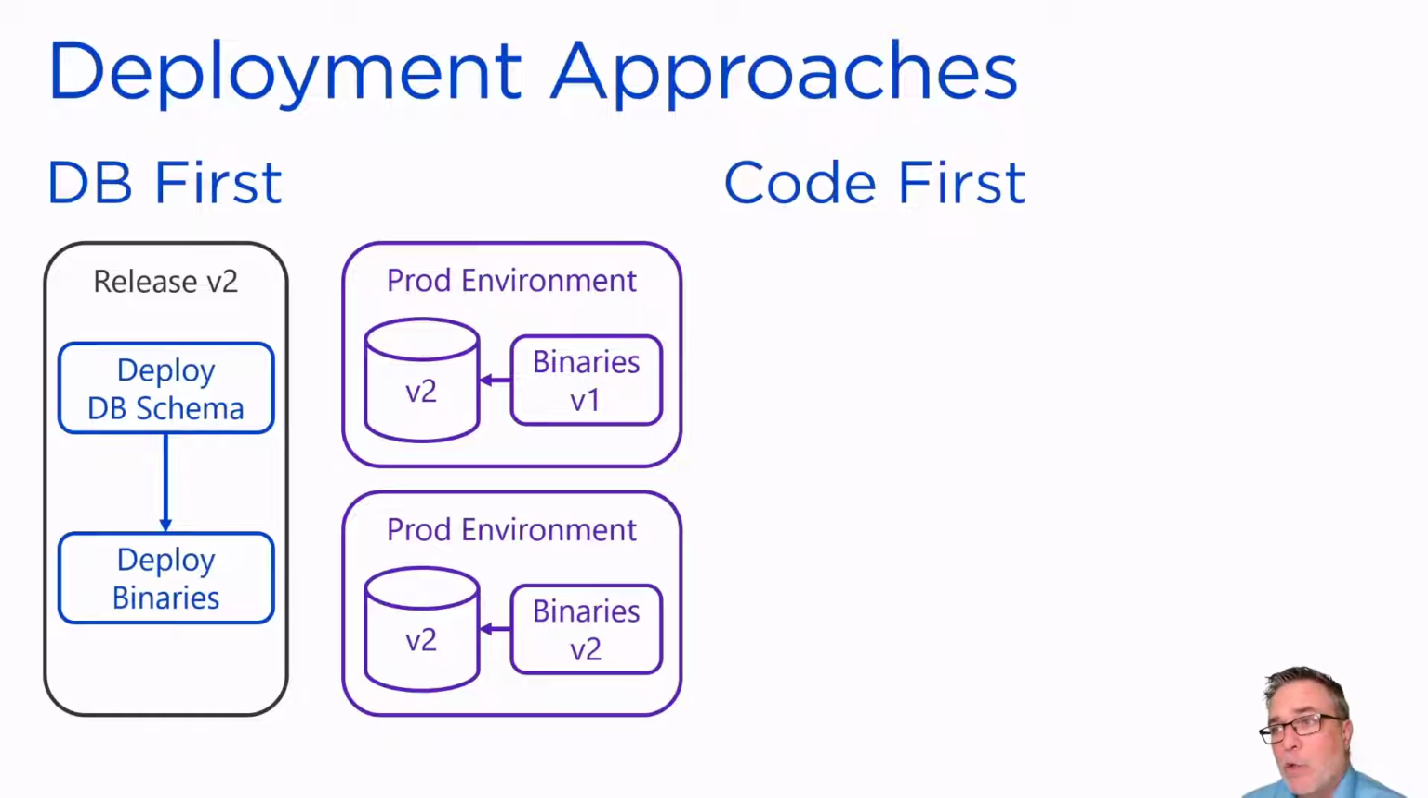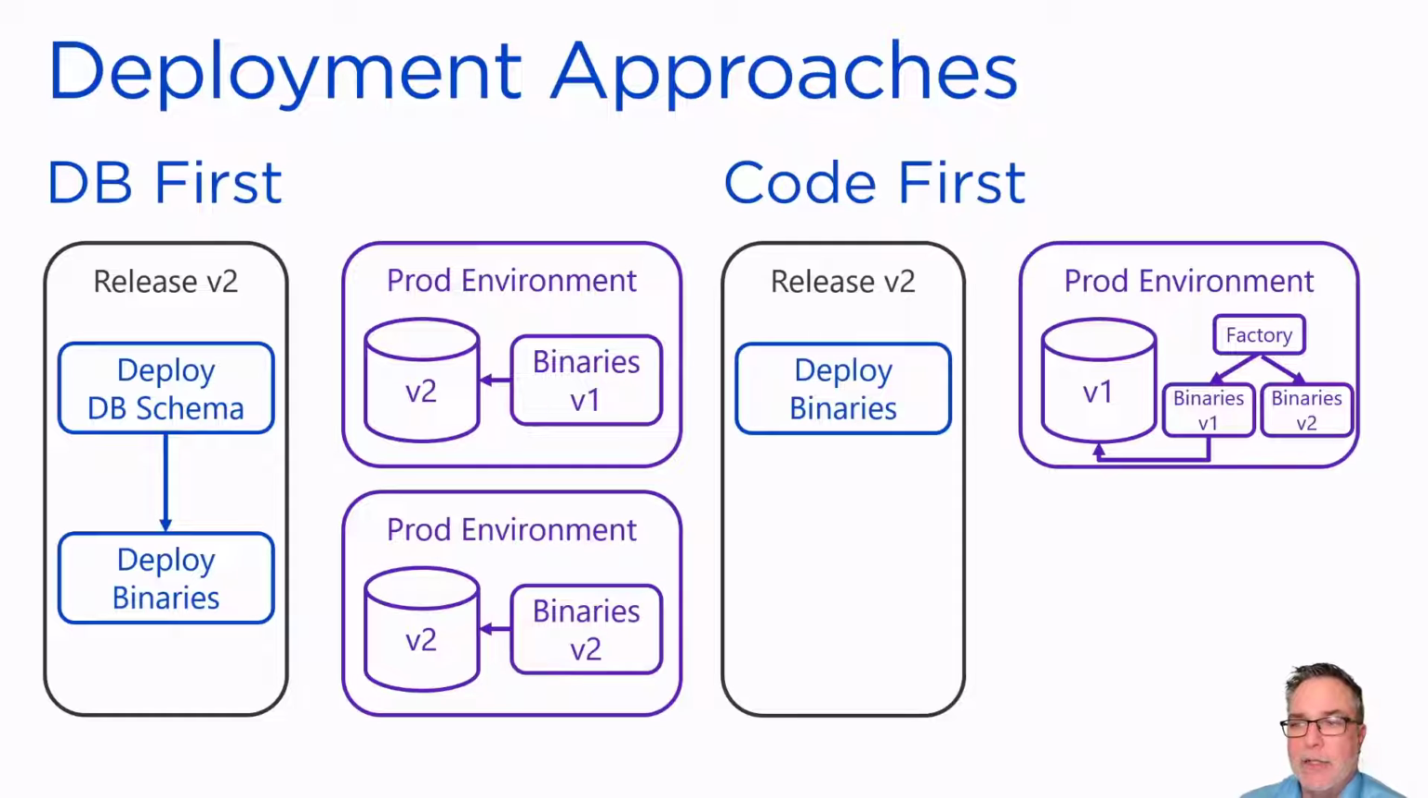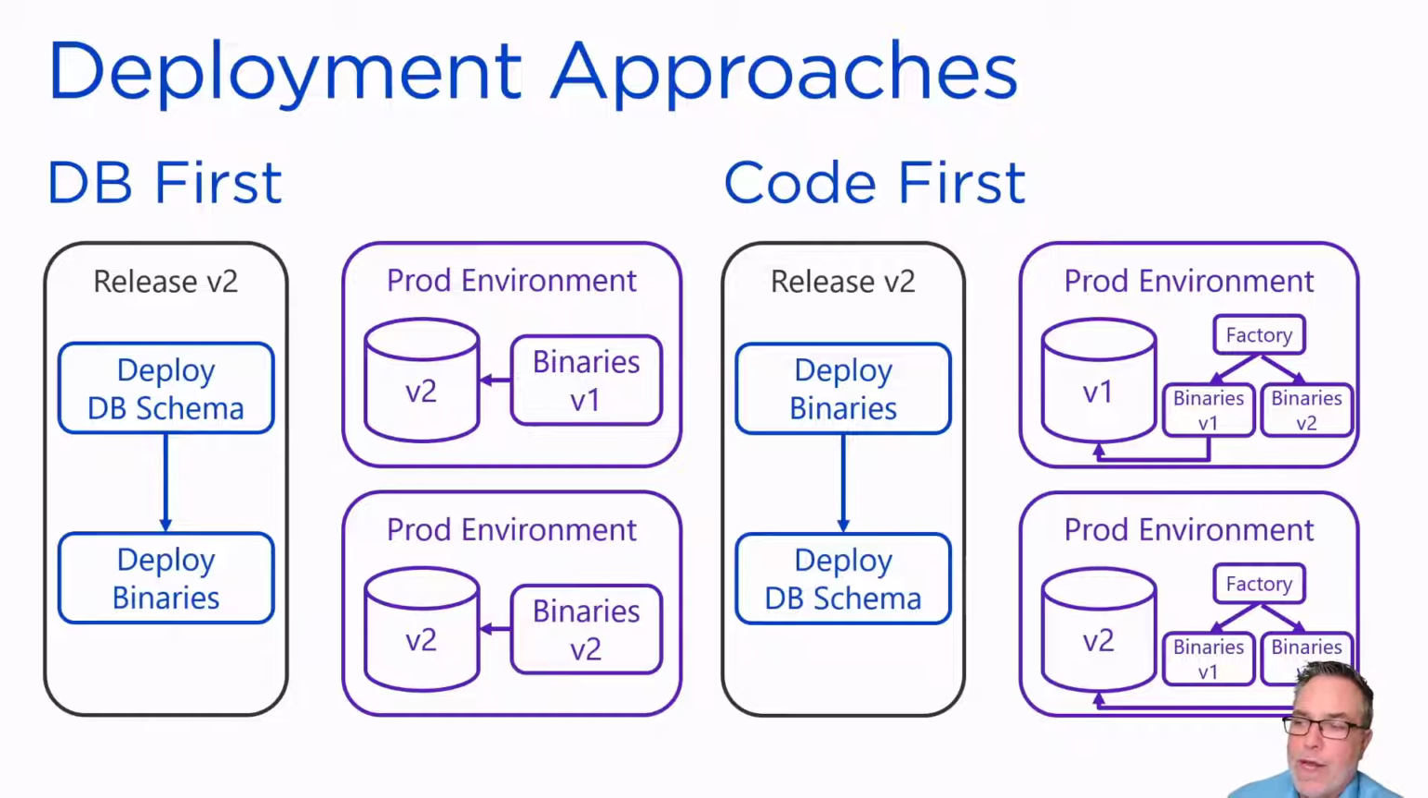On the other hand, there is also a code first approach, which means exactly the opposite. So we deploy the binaries first. So the database is still in version 1. We deploy then the binaries. So here we see we have like a factory, some module loading, feature flagging, etc. We basically check the database version, and then we use either this module or this module, or this code part or this code part. So we have way more things to do in our application this way to be able to just run the database deployment in a zero downtime scenario.